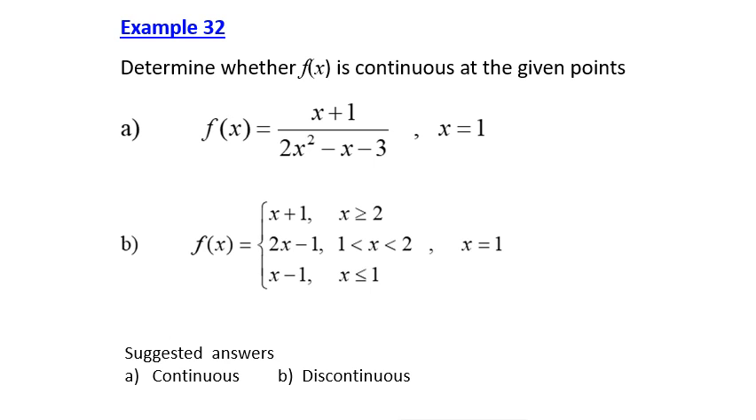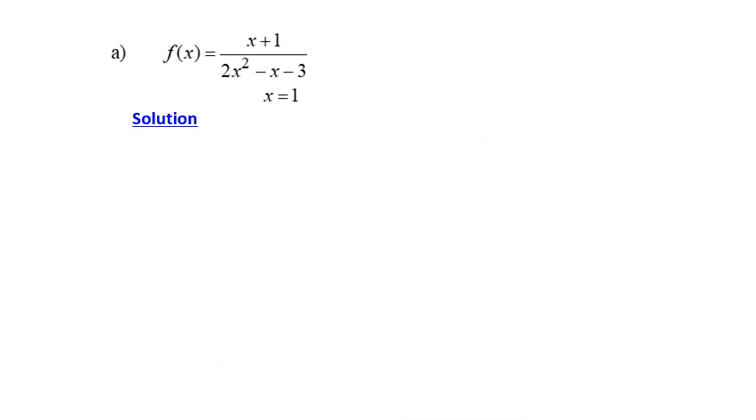Now in example 32, determine whether the function f(x) is continuous at the given point. Question A, determine the continuity at x equals 1, and for the function in question B, the continuity at x also equals 1. So let's see the solution here. For question A, we want to determine the continuity at x equals 1. So first we follow the first condition, f(1). It is defined and the value is -1.